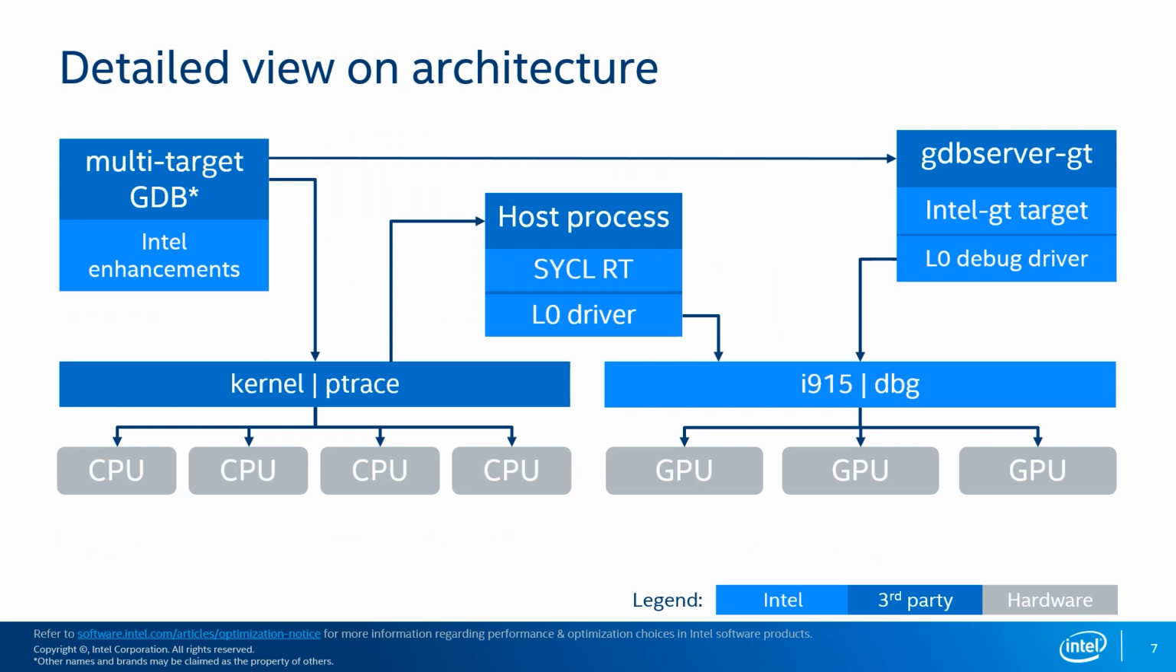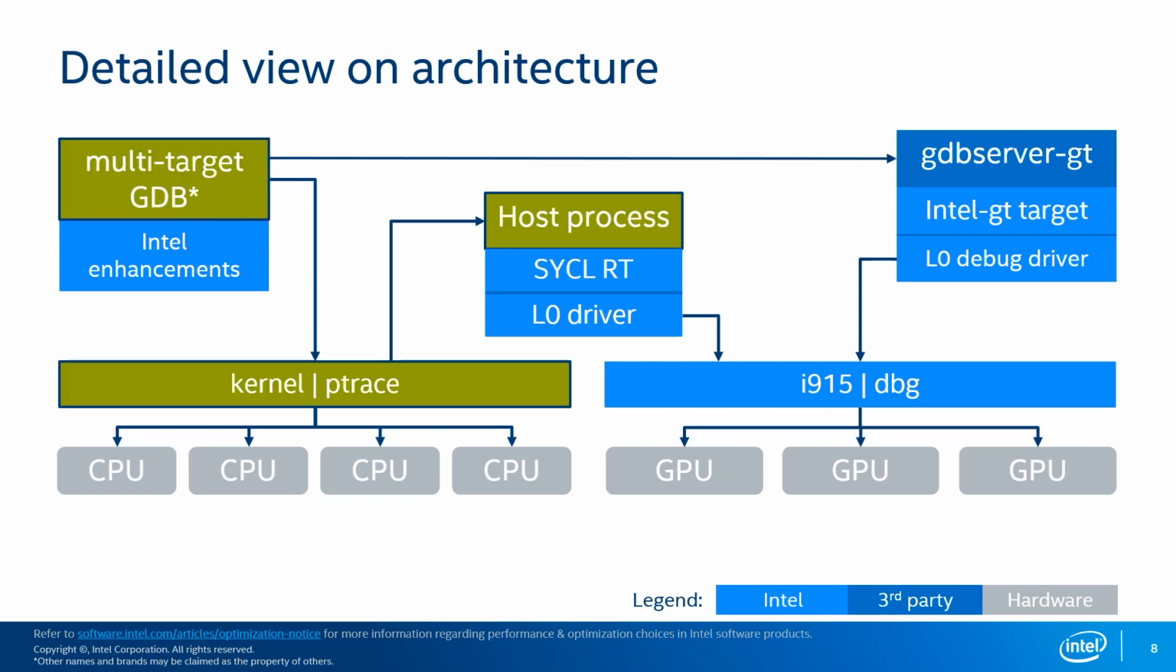Let's move on to the architecture which allows us to debug both host and kernel parts of the application in the same debug session. As I mentioned before, the host part can be debugged normally with the standard GDB via native or remote connection. For this, Linux provides the ptrace interface to perform the debugging actions. Our debugger is able to detect whether the host process might want to offload kernels to the Intel GT. In case it detects that, it starts the GDB server GT.